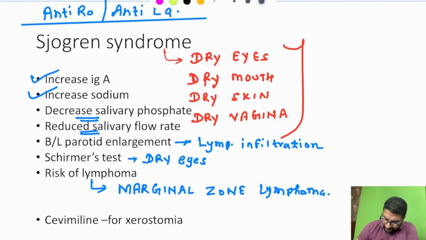So right now we have a new drug for this condition, and this new drug is called cevimeline. Cevimeline is approved for xerostomia. We can also use this for xerophthalmia as well. So this is cevimeline. Guys, you can ask your doubts in the comment box, right?